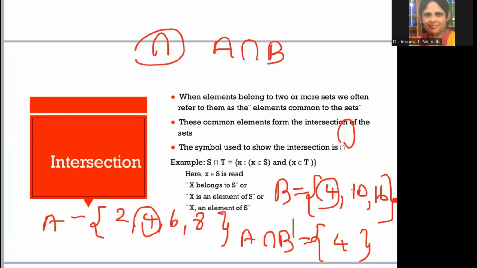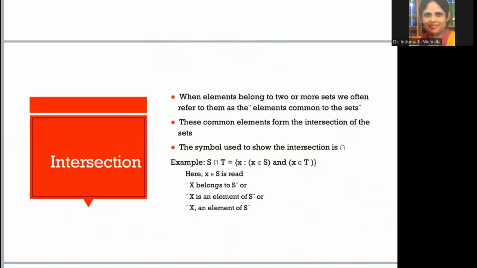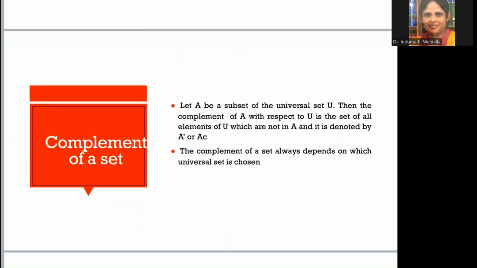And one more thing, you have to know the complement. Shall I move to the next one? Next slide. Complement of a set. Let A be a subset of the universal set. Then the complement of A with respect to the universal set is the set of all elements of the universal set which are not in A.